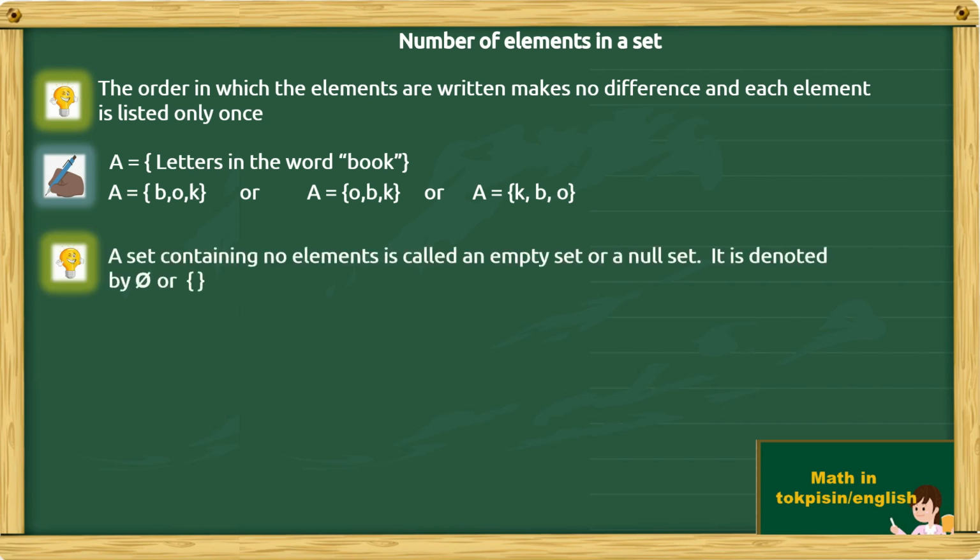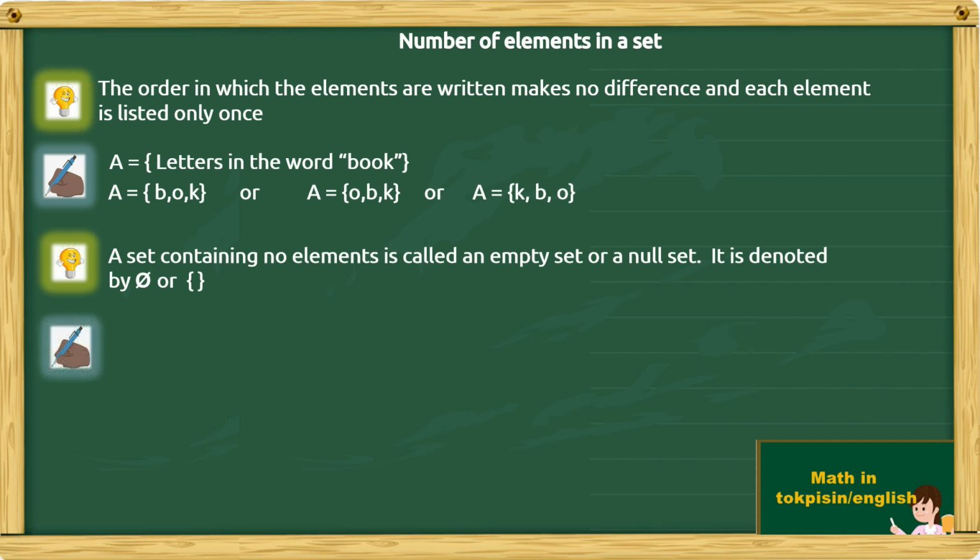Next point, a set containing no elements is called an empty set or a null set, which is denoted by this symbol here, or by using open curly braces and close curly braces. Notice that we don't put any elements in between the curly braces.